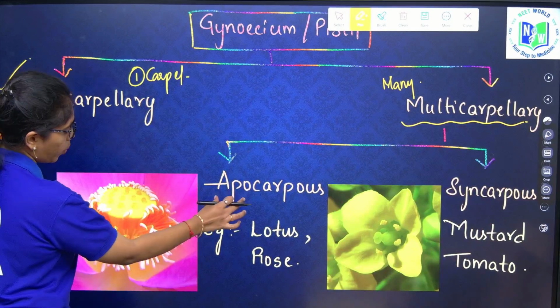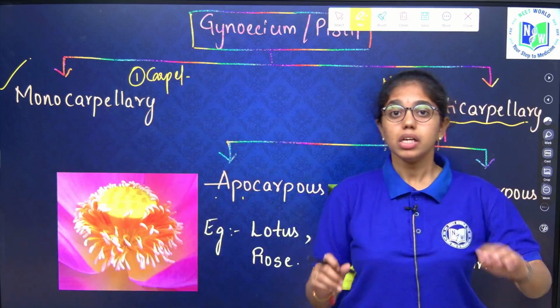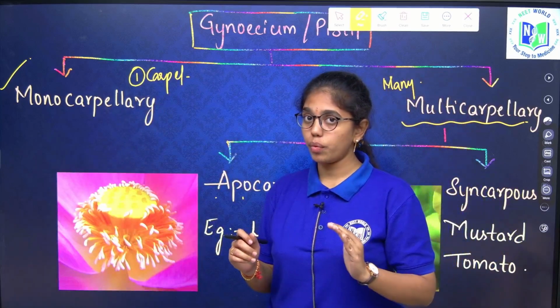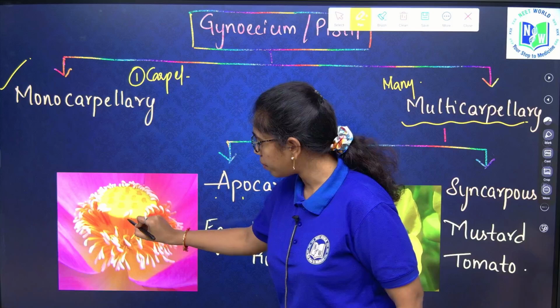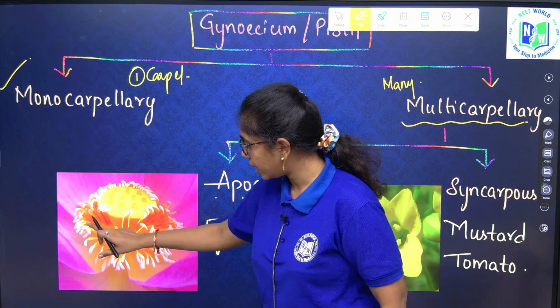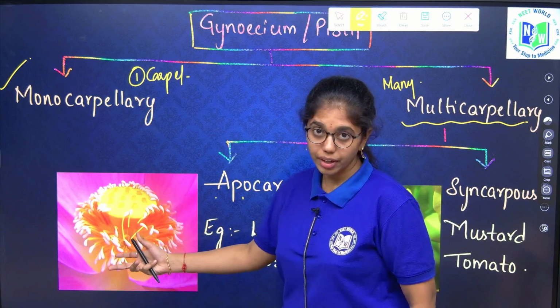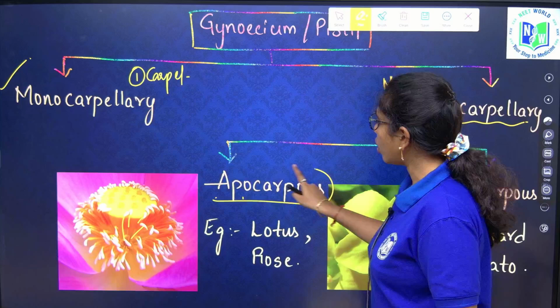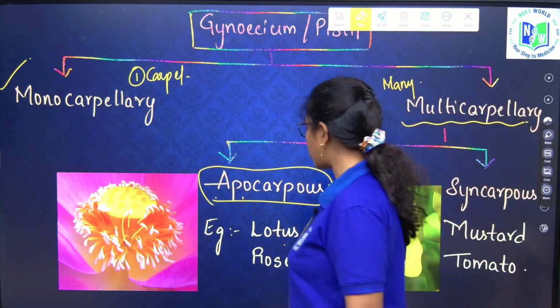Multicarpellary can be apocarpous and syncarpous. Apocarpous means the stigma, style and ovary are free from each other. All the carpels are free from each other. If you can see here clearly, you can see different stigmas which are free from each other. That is apocarpous, for example, lotus and rose.